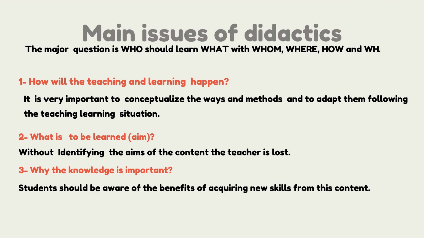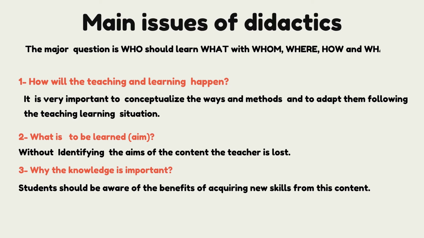Main issues of didactics. The major question is who should learn what with whom, where, how and what for. Didactics is one of the disciplines in charge of the description of the teaching and learning processes and of the relation of them to different elements in the classroom, that impart knowledge or skill. 1. How will the teaching and learning happen? It is very important to conceptualize the ways and methods and to adapt them following the teaching-learning situation.